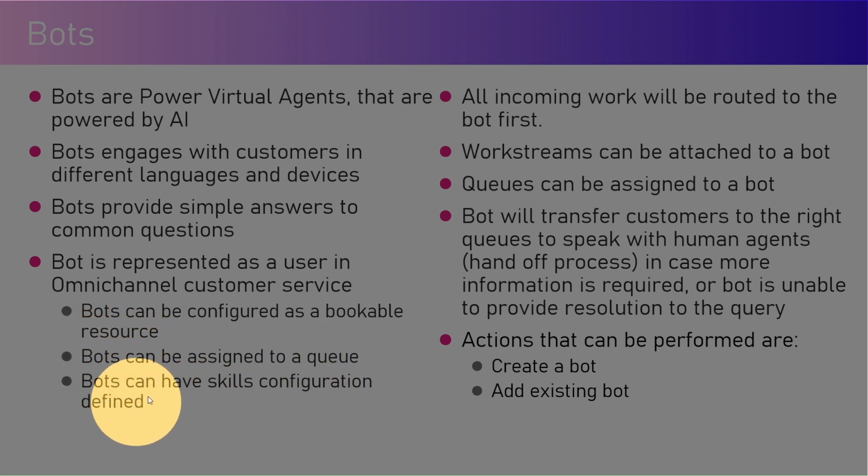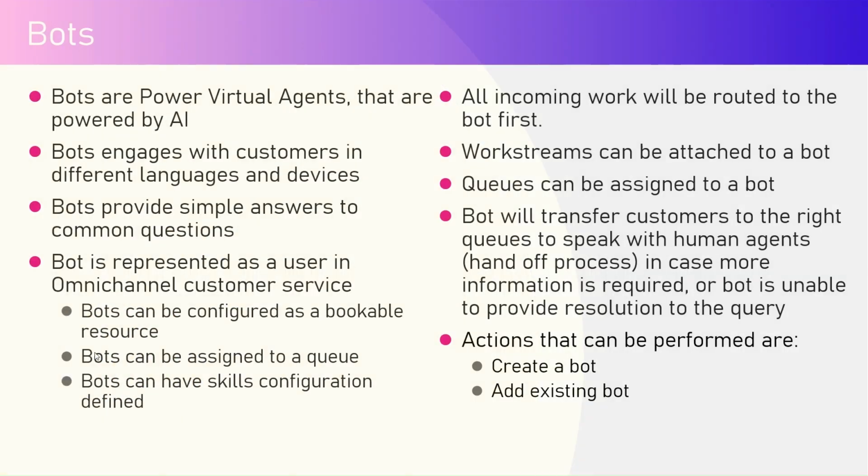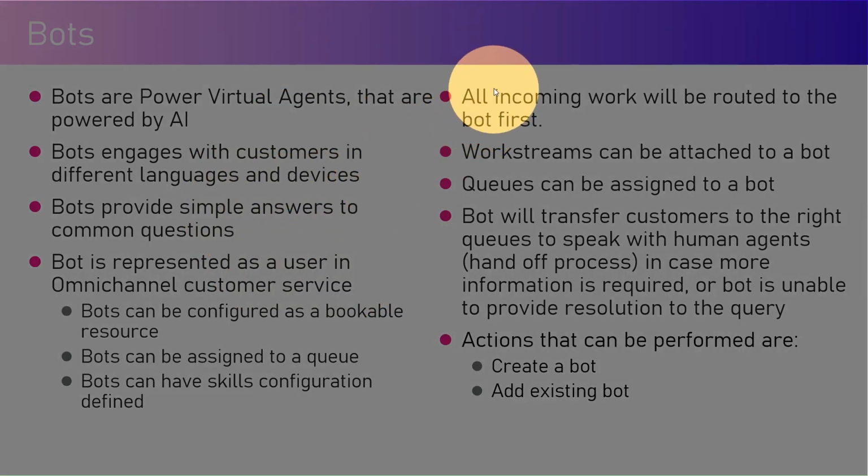So you can have multiple bots, and then the bots can have different skills defined based on some subject matter expertise. Now, all incoming work will be routed to the bot first, as I mentioned to you, and then if the bot is not able to resolve, then the transfer can happen to an agent.